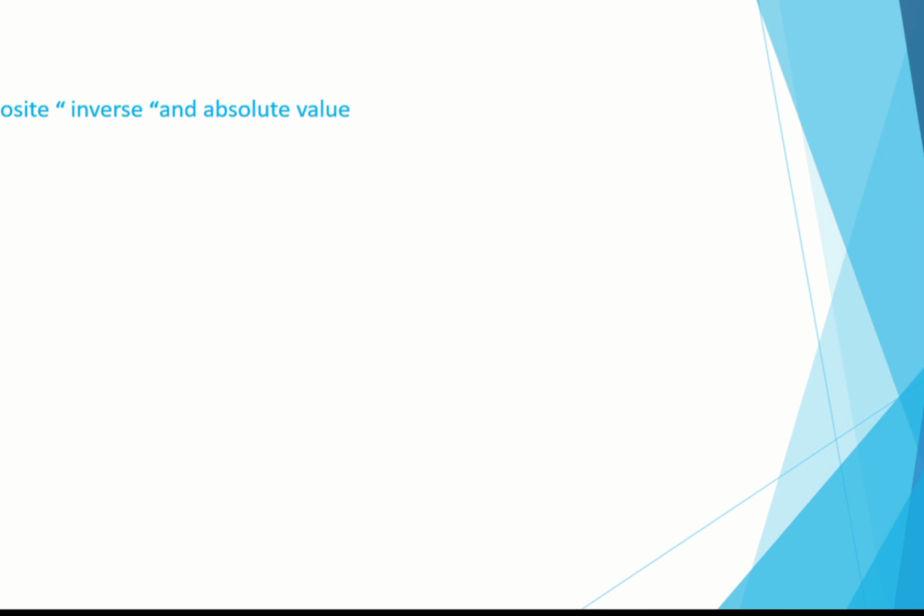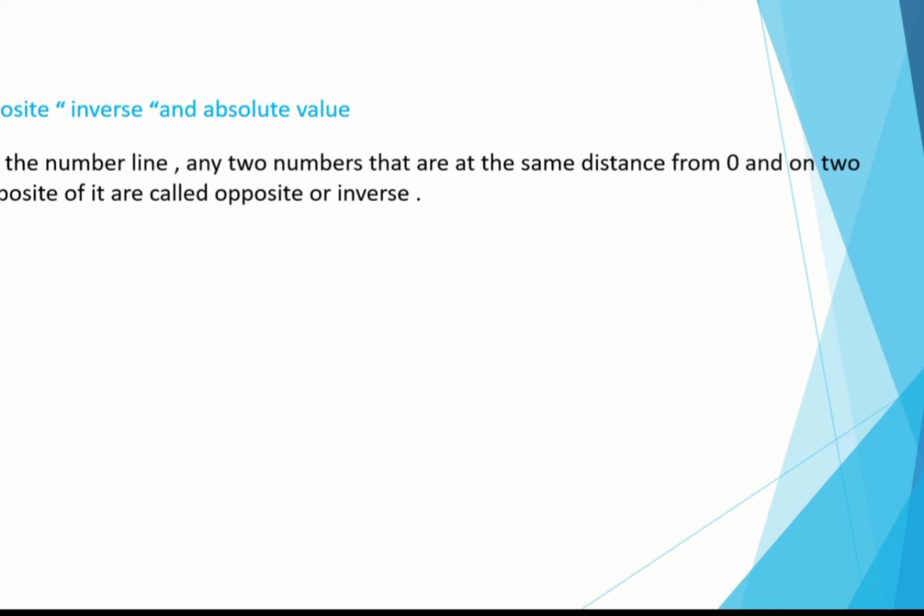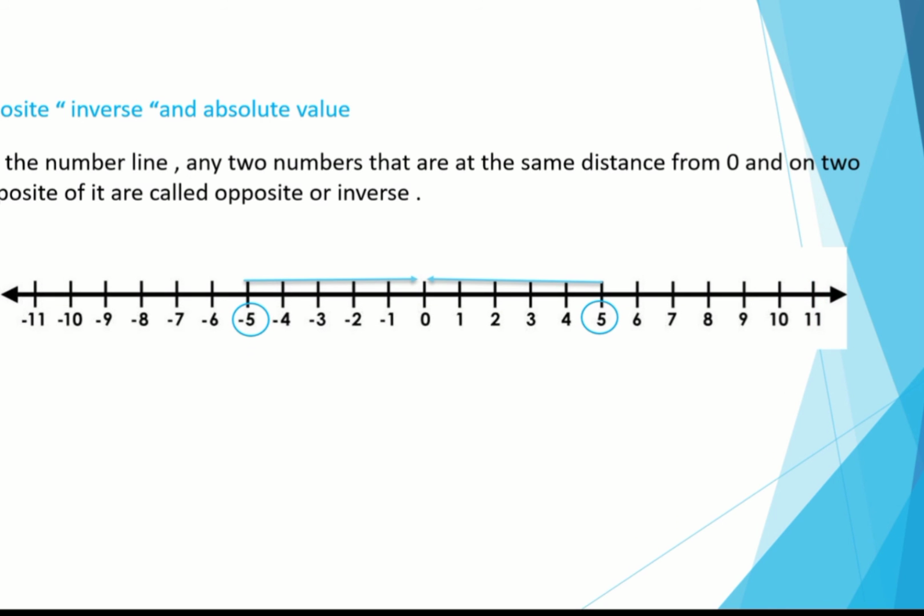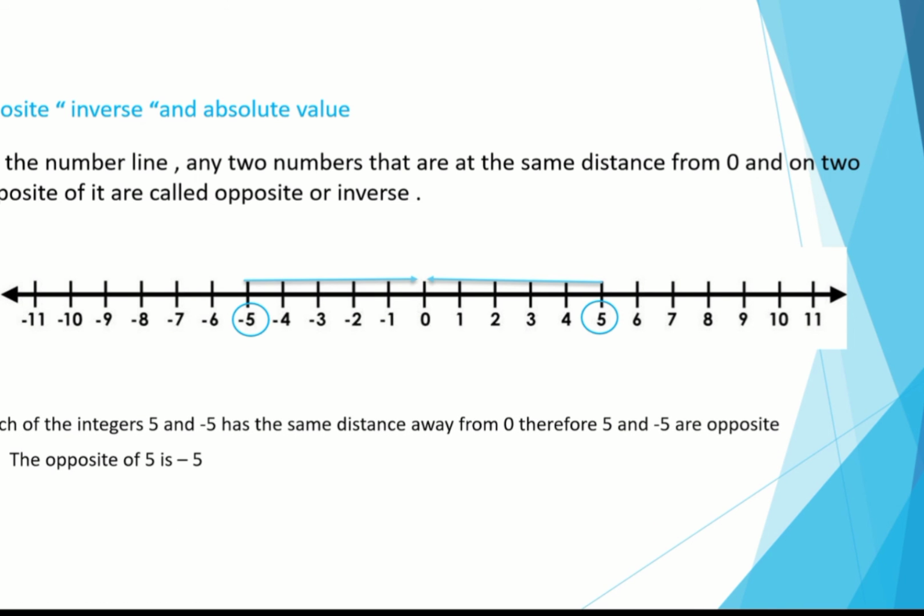The opposite, inverse, and the absolute value. In the number line, look, we have the distance between the number 5 and negative 5 from 0. From number 5 to 0, we have 5 units, and from negative 5 to 0, we also have 5 units. So the distance from negative 5 to 0 equals the distance from positive 5 to 0.